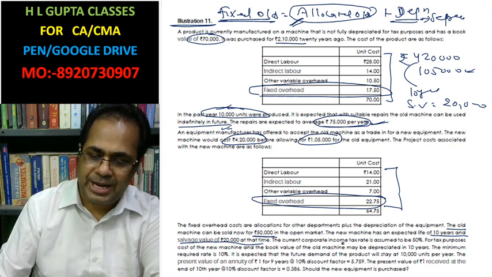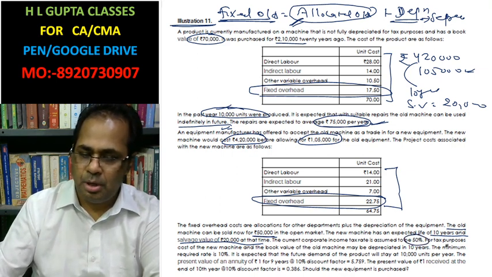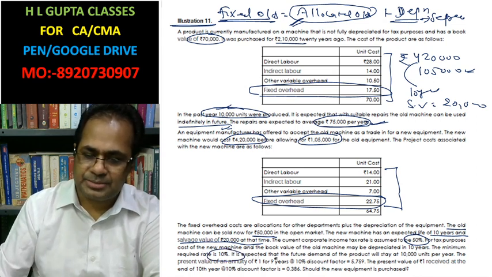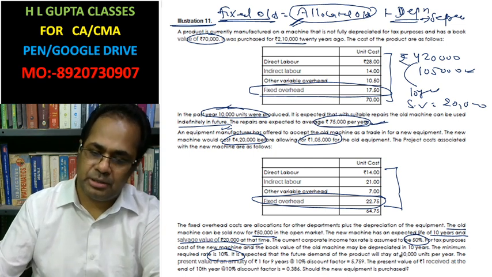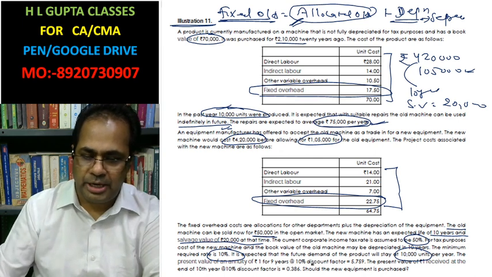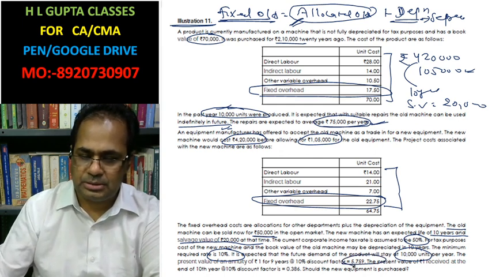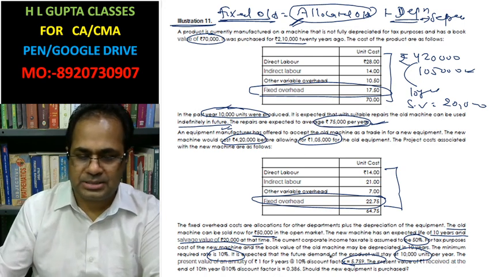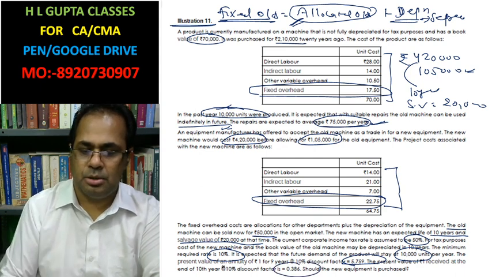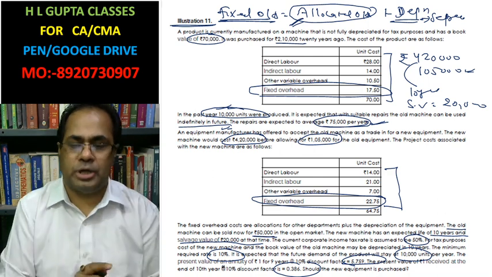The current corporate tax rate is 50% for tax purposes, required rate of return 10%. It is expected that the future demand of the product is 10,000 per year. The present value of annuity for 9 years is 5.759, and the factor for the 10th year is 0.386. Should the new machine be purchased or not, that you have to evaluate.